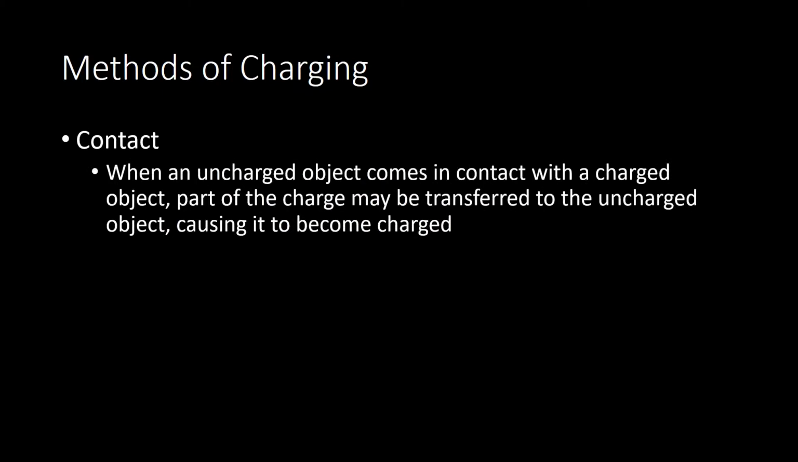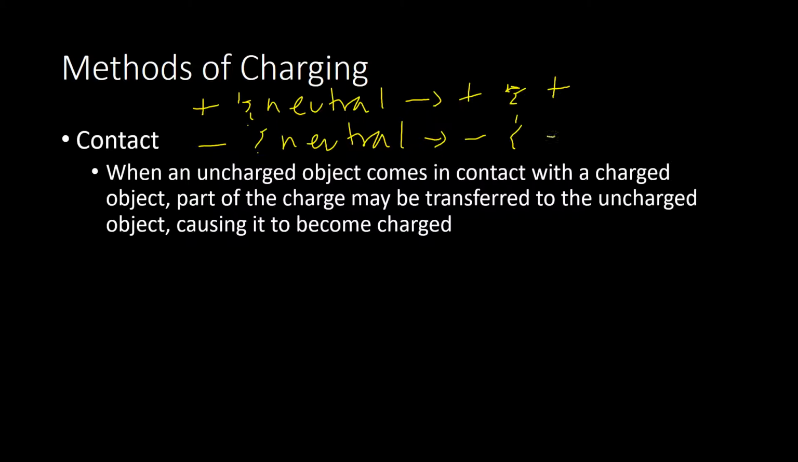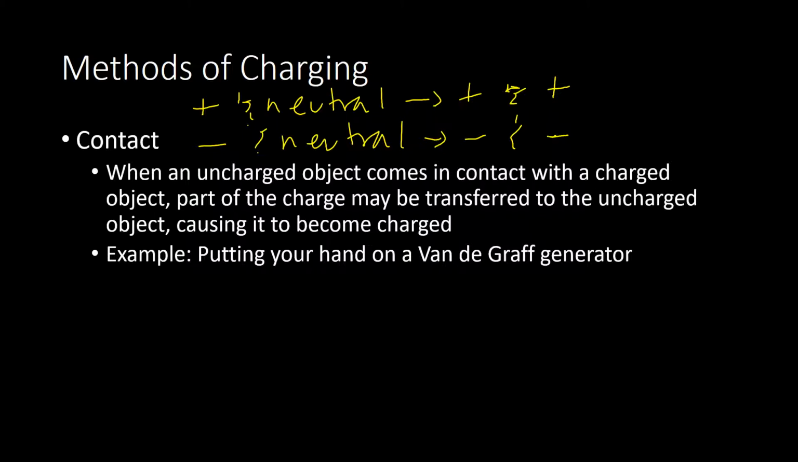Okay, the next method of charging is called contact. So when something that is uncharged comes into contact with something that is charged, part of that charge transfers, causing the object itself to become charged. So you either start with positive and neutral, which then becomes positive and positive, or you start with something that's negative and something that's neutral, and you end up with something that's negative and negative. So an example would be using a Van de Graaff generator. A Van de Graaff generator builds up charge through friction, but then it transfers through contact.